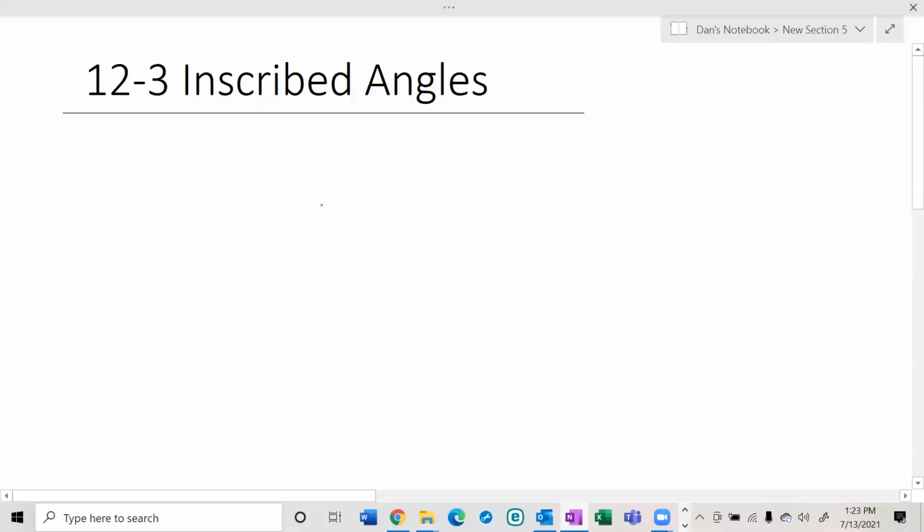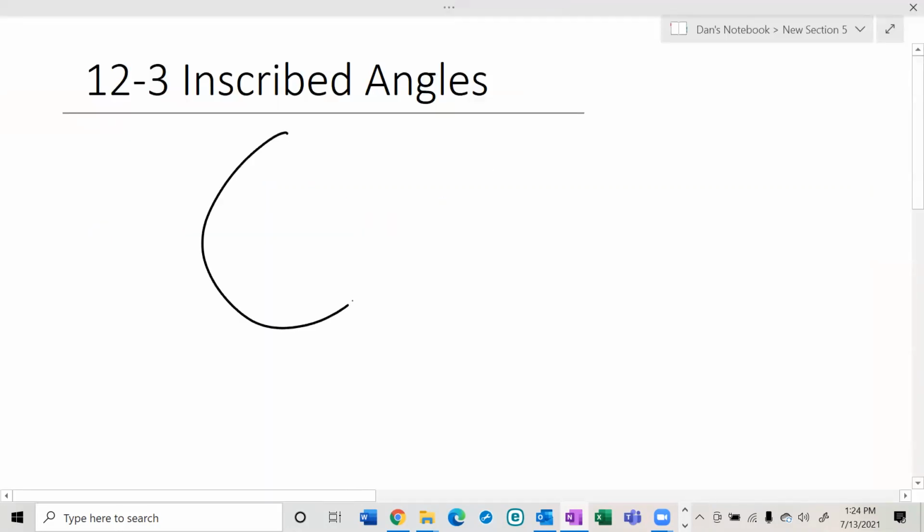We are on to more lines and angles inside of circles. In this one, we are going to talk about inscribed angles. We'll draw a picture of an inscribed angle and then we'll define it.